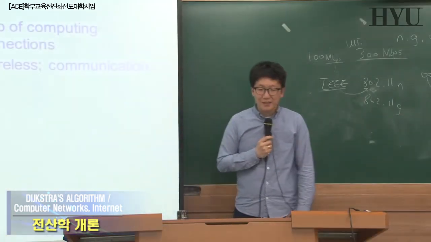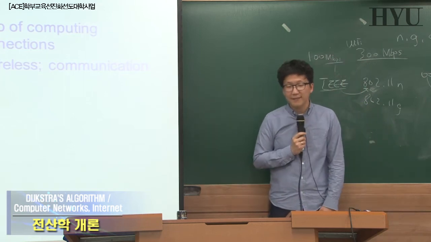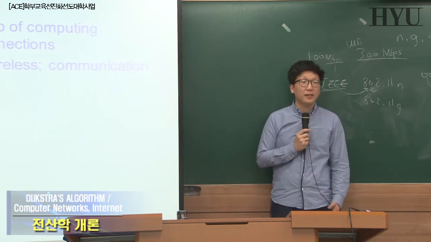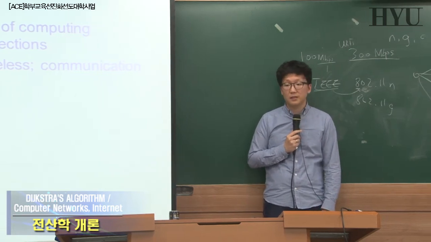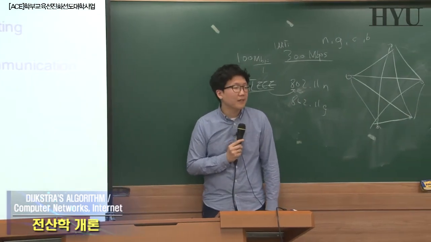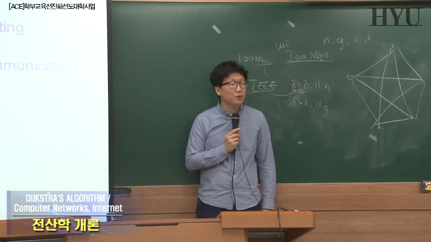Basic networking concept. A computer network is made up of computing devices, nodes, and interconnections. So what is a network? You're connecting your computer to someone else's computer. To be more exact, you're connecting two processes, program to program.